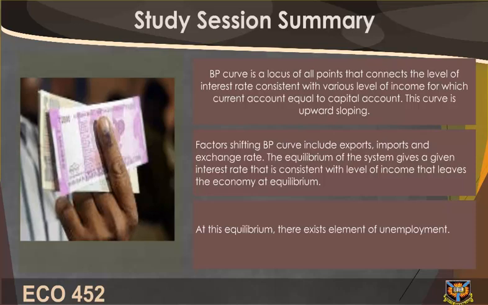The equilibrium of the system gives a given interest rate that is consistent with the level of income that leaves the economy at equilibrium. At this equilibrium, there exists an element of unemployment.